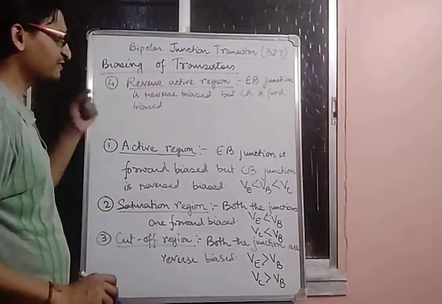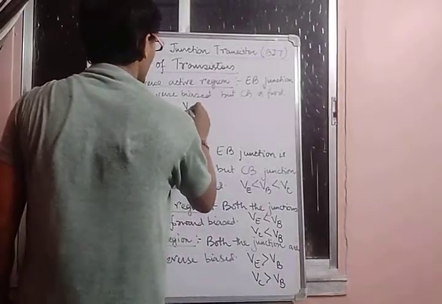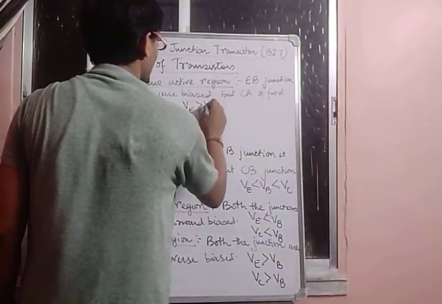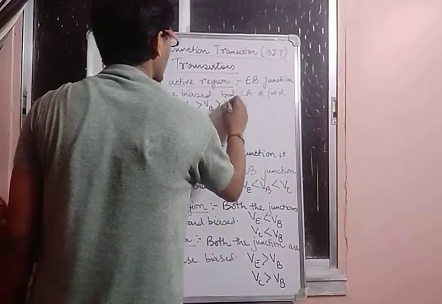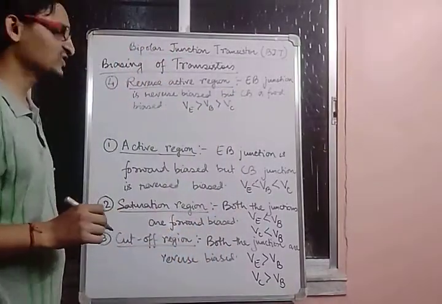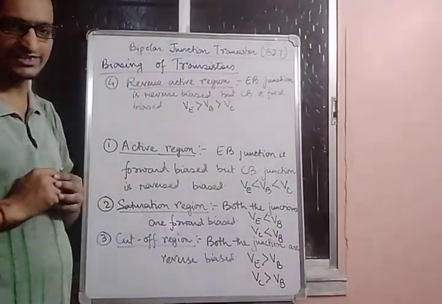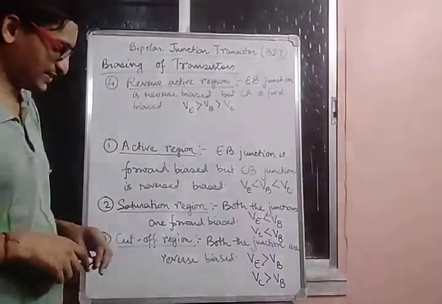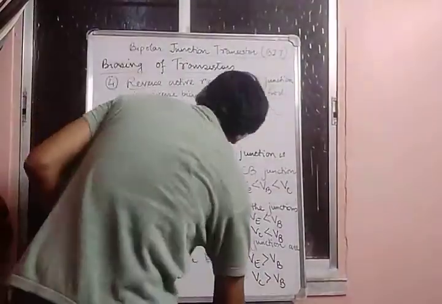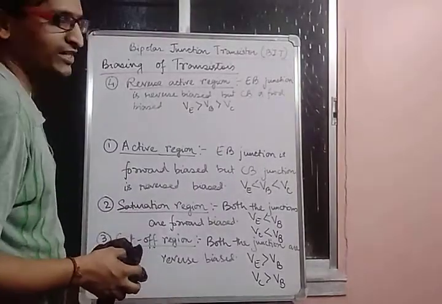And in reverse active region, what will happen? In reverse active region, your emitter terminal voltage will be greater than your base terminal voltage, and that base terminal voltage will be further greater than your collector terminal voltage. So these are the magnitudes of the voltages at various terminals for an NPN transistor operating in different regions. Now let us move on to the principle of operation of a transistor.